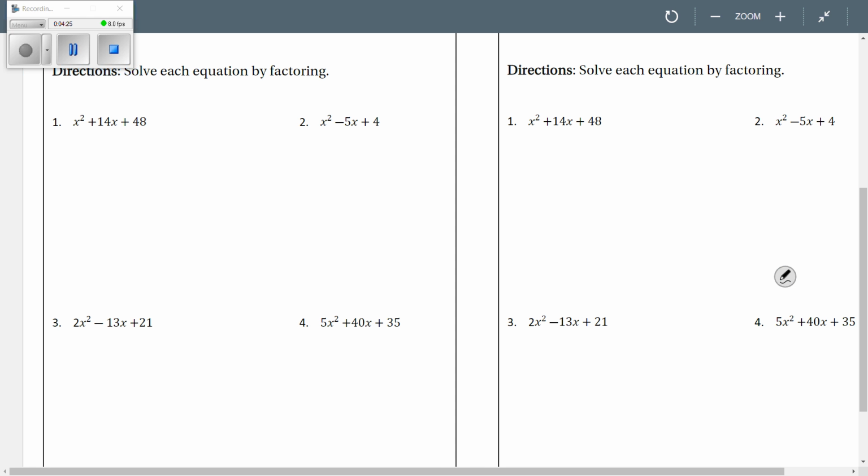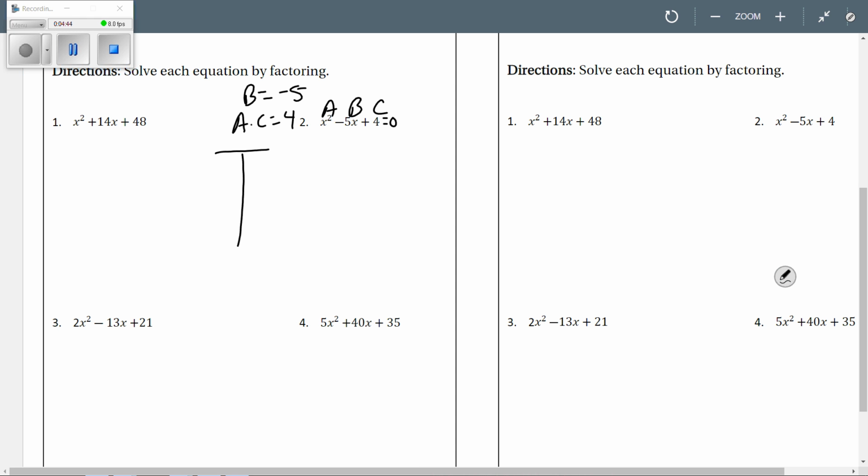So the other one over here, we have x squared minus 5x plus 4. Again, I'm going to do it by hand. So first thing, set it to 0. Then label A, B, and C. So our B is negative 5. A times C is 4. So we need to find 2 numbers that multiply to be 4, but can add up to be 5. Don't worry about the negative yet. We'll do that in a second.